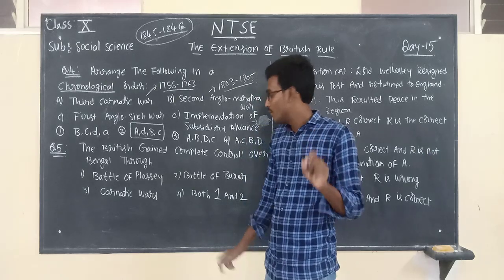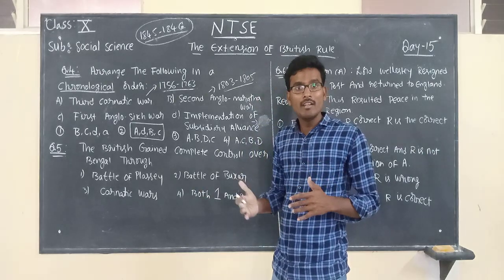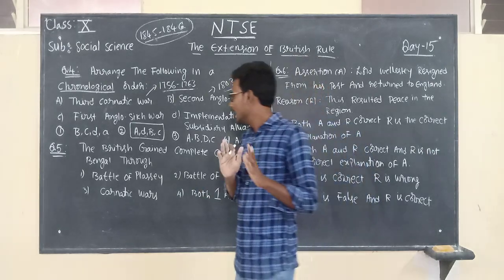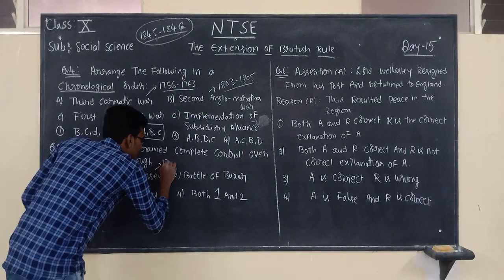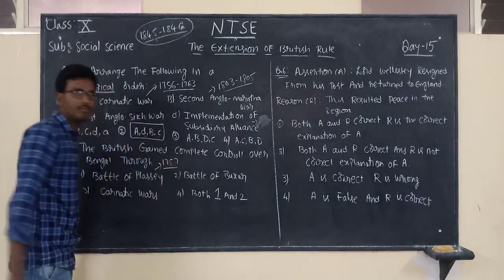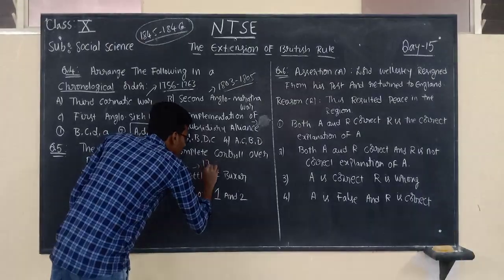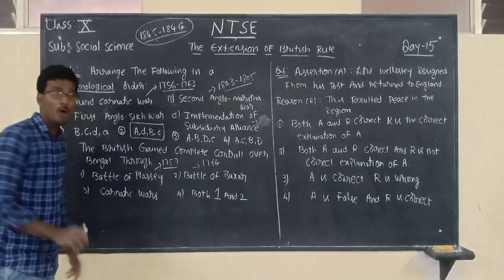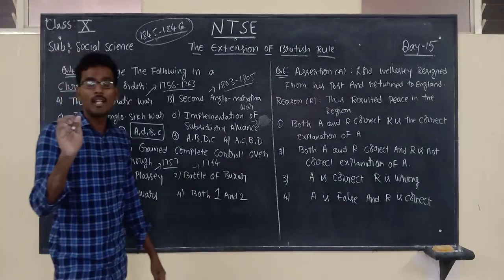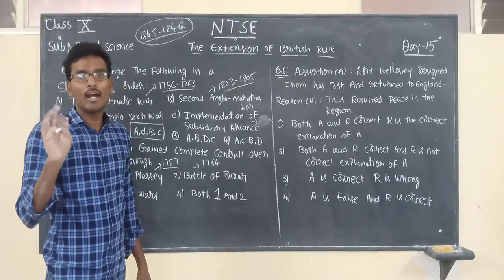So now whenever we are recollecting the events, we have to know the years also. Battle of Plassey, which year? 1757. Battle of Buxar, 1764. Carnatic Wars. How many Carnatic Wars happened? There were 4 Carnatic Wars.